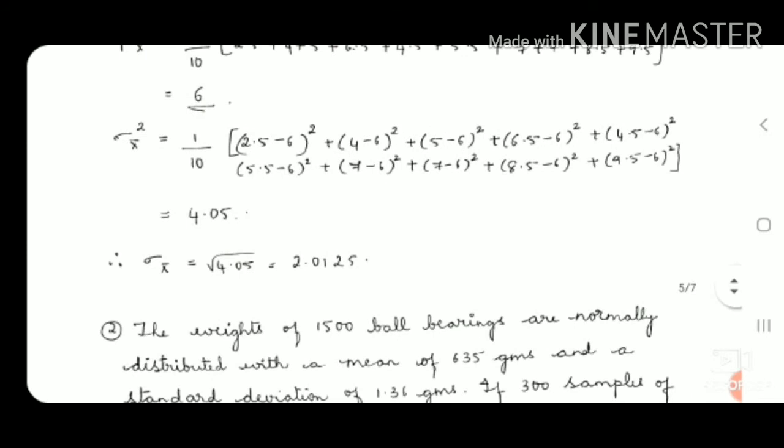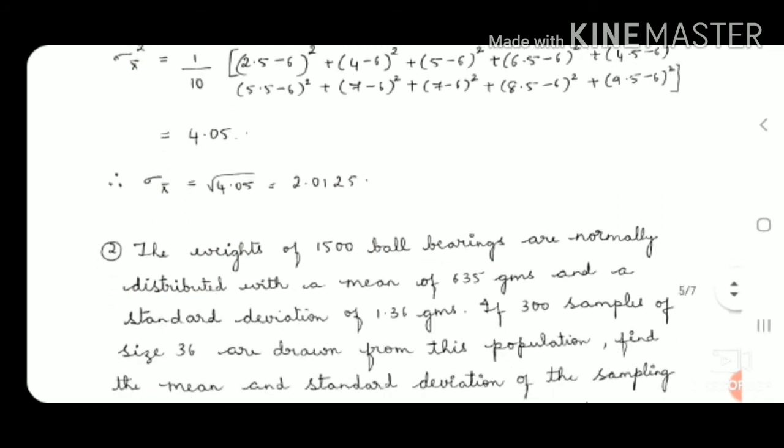Sigma x bar is calculated by taking each member, the square of each member minus the mean. The sum of all these numbers divided by 10 gives us 4.05. So sigma x bar comes up to be the root of 4.05, the standard deviation.